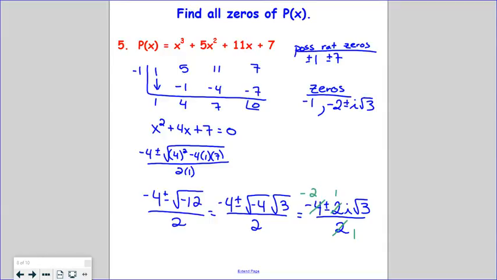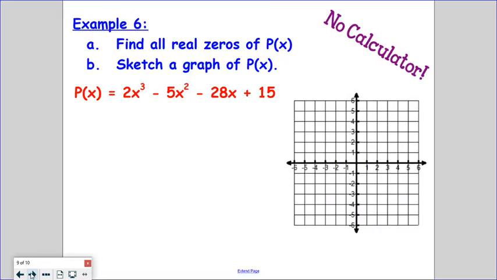Your calculator cannot find those for you, decimal or not, okay? Because they're not real. Questions? All right. The last one, guys, please put this one in your notes and make a really nice page.